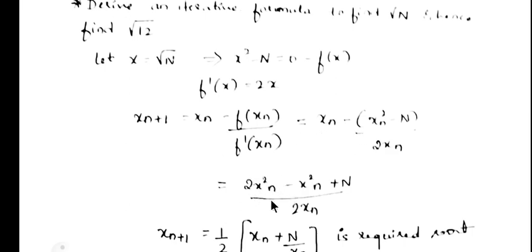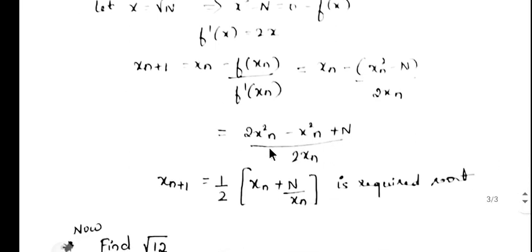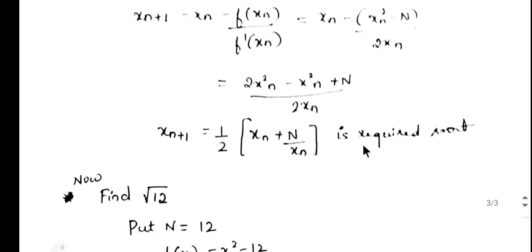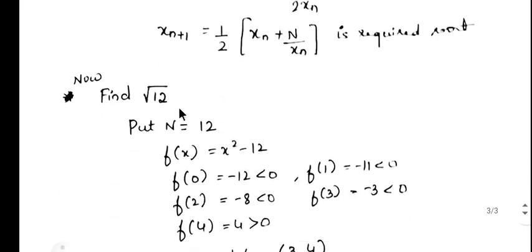that is, take the LCM and simplify, that is 2xn square minus xn square plus n divided by 2xn. Now this 2xn square minus xn square will be xn square plus n divided by 2xn. I'll take that 1 by 2 out, then I'm going to remain with xn plus n by xn, which is the required root. Now we'll find the value of root 12.